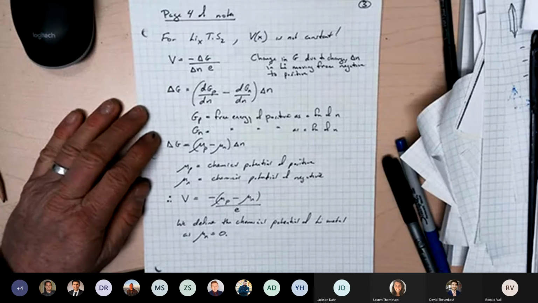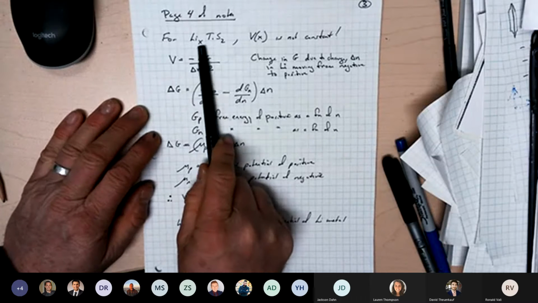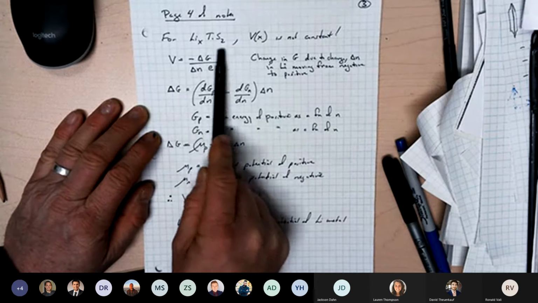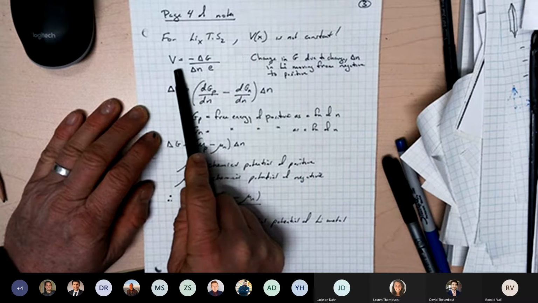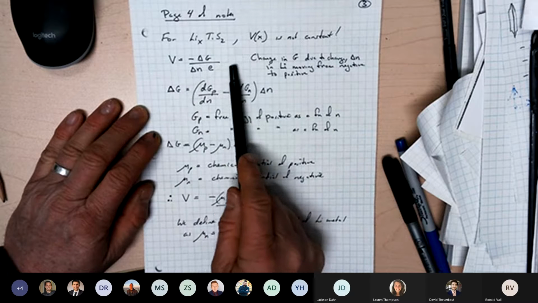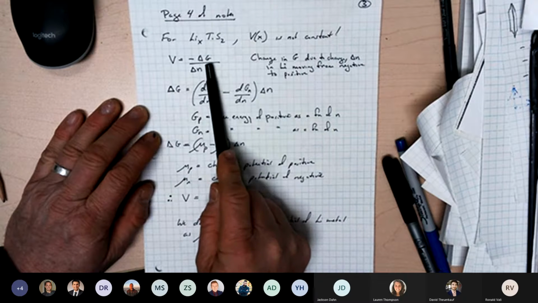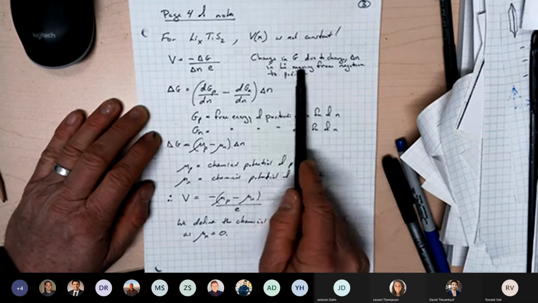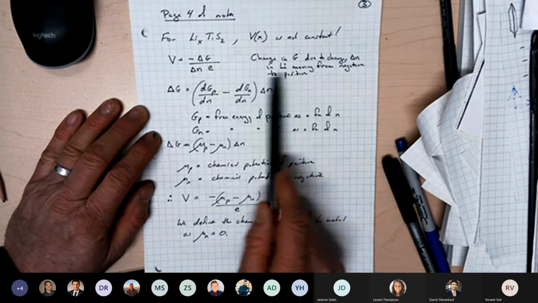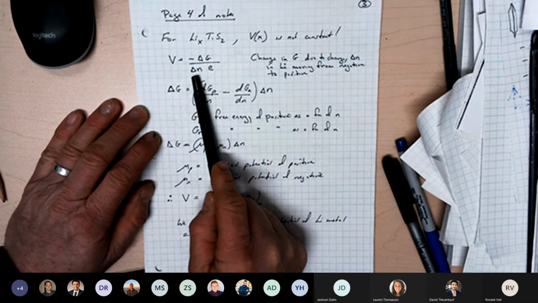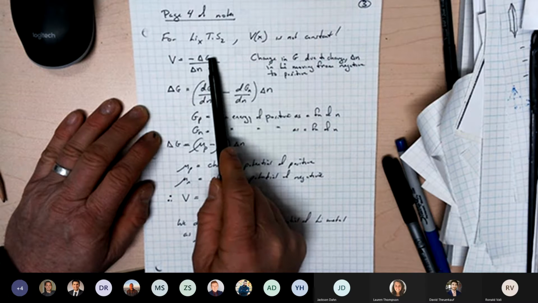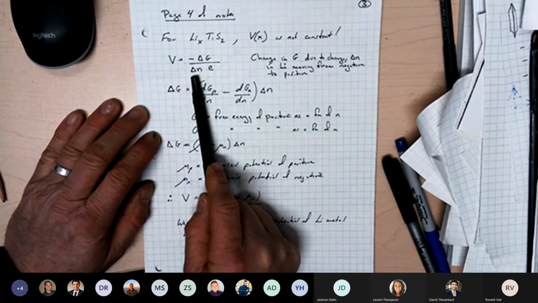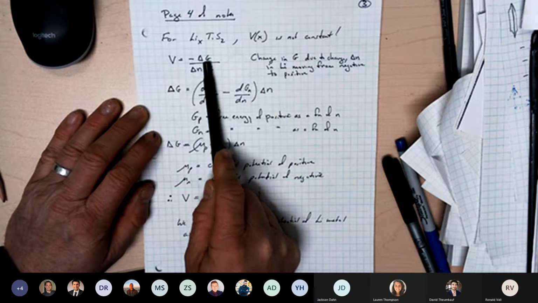Yes. Okay. So like I was saying, for lithium TiS2, the voltage is not constant, all right? And we have this formula for the voltage. It's the change in the free energy due to a change in the number of lithium moving from the negative to the positive. So delta G over delta N. Before we had delta G over N. But now we're just going to consider what happens when a small amount of lithium moves from the negative to the positive.